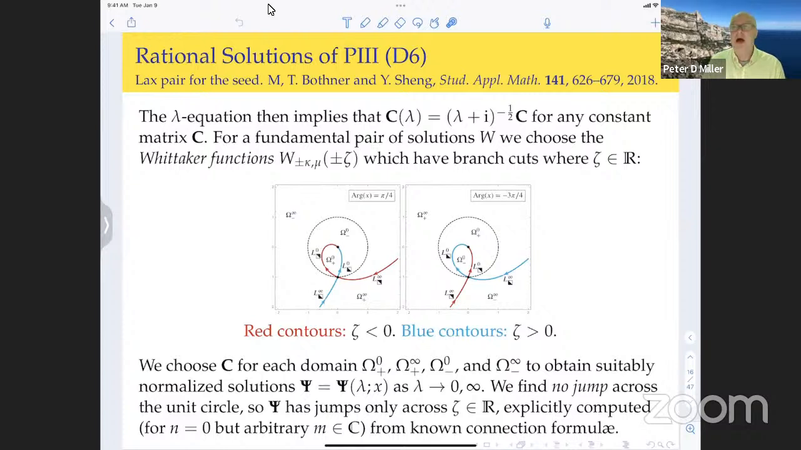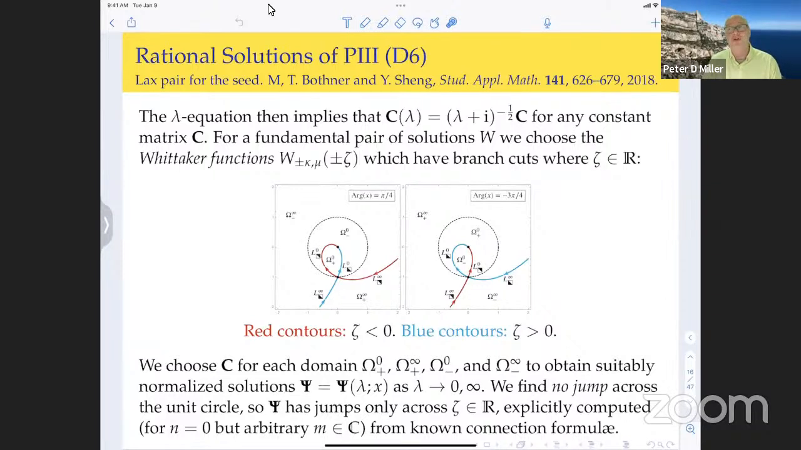Okay, so when we do the computation, we build these 4 solutions for the seed. What we find out is that actually there is no jump at all across the unit circle. So it's really a dotted curve here. There's nothing there. This matrix function psi actually only has jumps across the blue and the red curves.